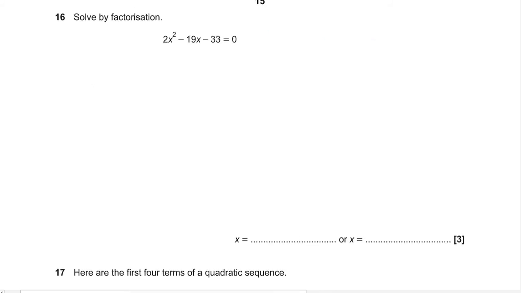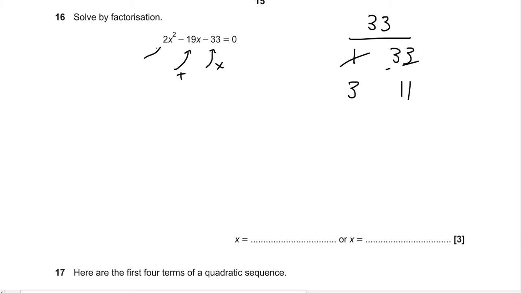Right, solve by factorization. A nice question here. Remember, we need two numbers that multiply to give minus 33, and those same two numbers must add to give minus 19. So let's look at the factors of 33. Well, it's 1 and 33, that's not going to be much use to us, and 3 and 11. Okay, so is that any use to us? Yes. Because of this 2, we know that one of the brackets is going to be a 2x. So we need something that multiplies by 2 and something that multiplies by 1 to give us this. After a little bit of trial and error, you should come up with this answer.